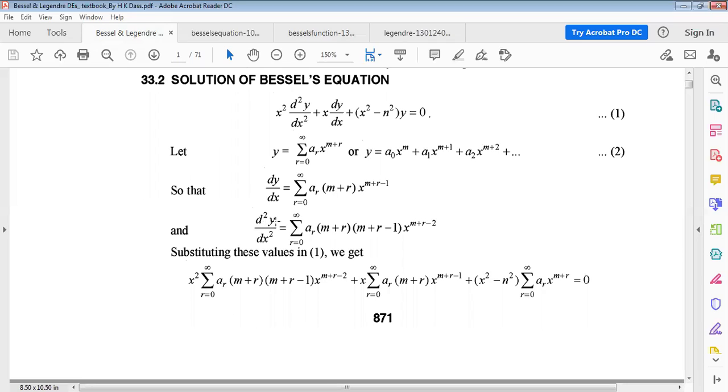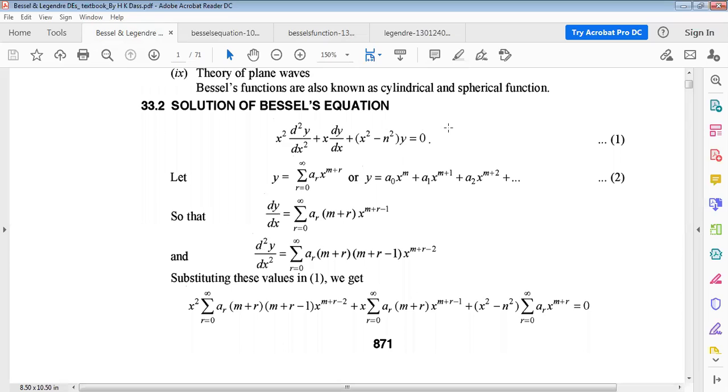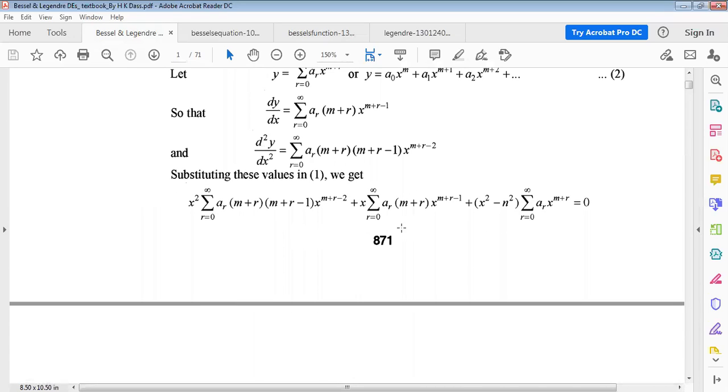Similarly, the second differentiation, d²y/dx², is the summation over r equals 0 to infinity of a_r (m + r) x to the power n formula again, (m + r − 1) into x to the power m plus r minus 2, because for x^n the formula gives n into x^(n−1). Now substituting these three values, y, dy/dx and d²y/dx², in the given Bessel differential equation, we get this.